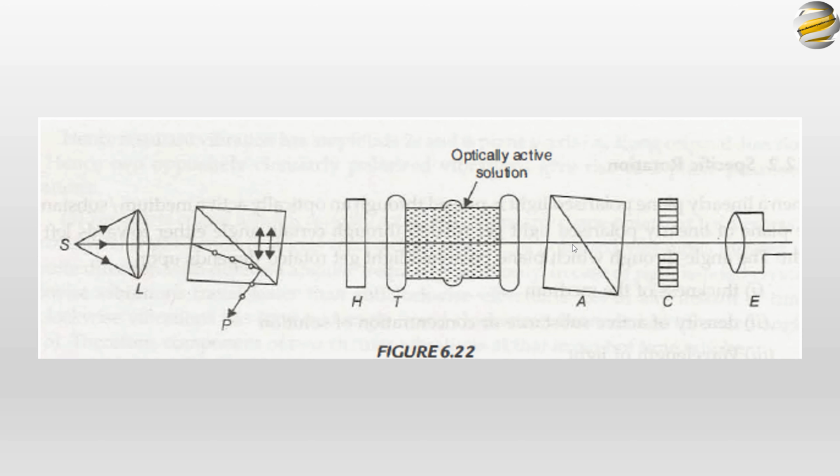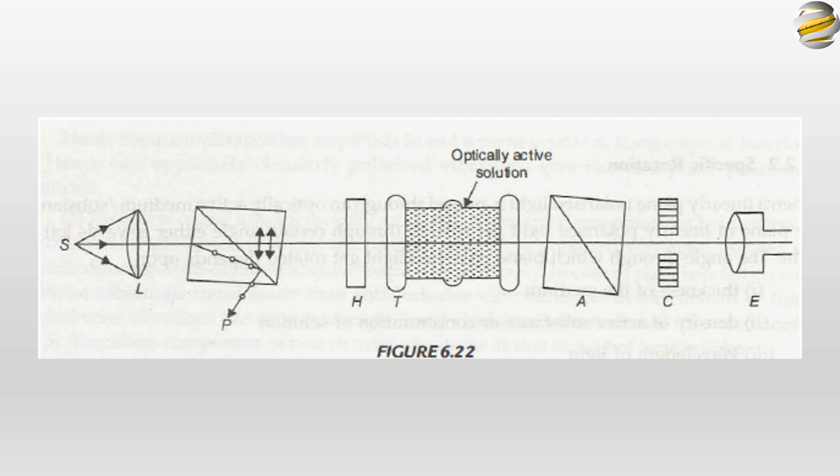This will happen only when the analyzer is rotated by the same angle by which the plane of polarization of light is rotated by the optically active solution. The position of the analyzer is again noted. The difference of the two readings will give you the angle of rotation of plane polarization.